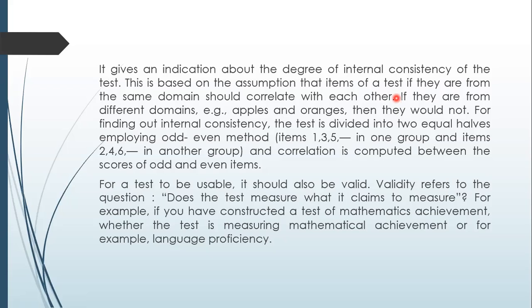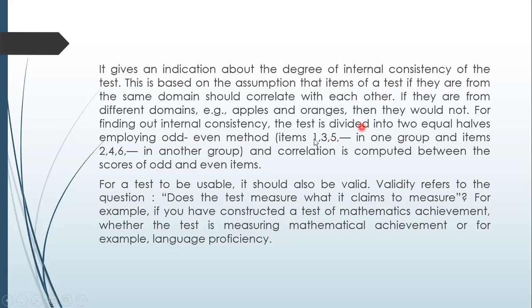And here we have an example. If they are from different domains, it cannot be possible. If they are from the same domain, like apples and oranges, what is the group? That is fruits. They will correlate. But if you take apples with pens, it is a different domain, and you cannot compare. For finding out internal consistency, the test is divided into two equal halves, employing the odd and even method, with odd items in one group and even items in another.